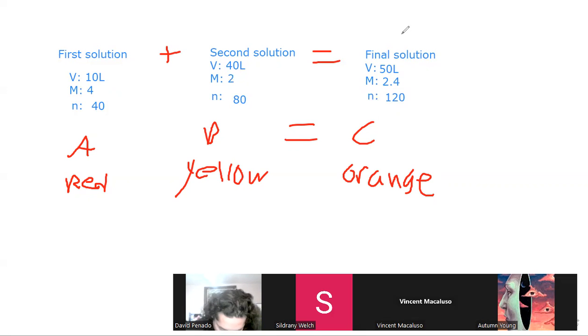All right, so let's go to the next question. Am I going too fast? No. All right, so number 12. What are the correct coefficients when this chemical equation is balanced? So how do we balance this one?